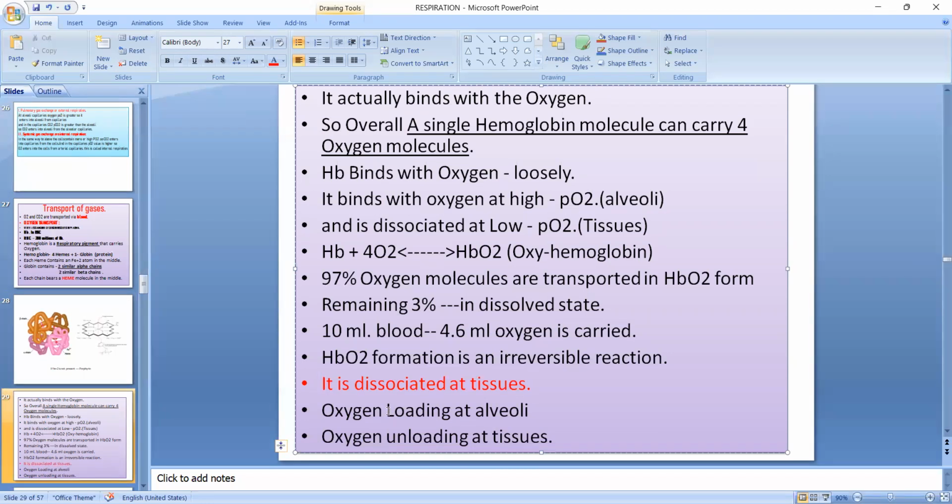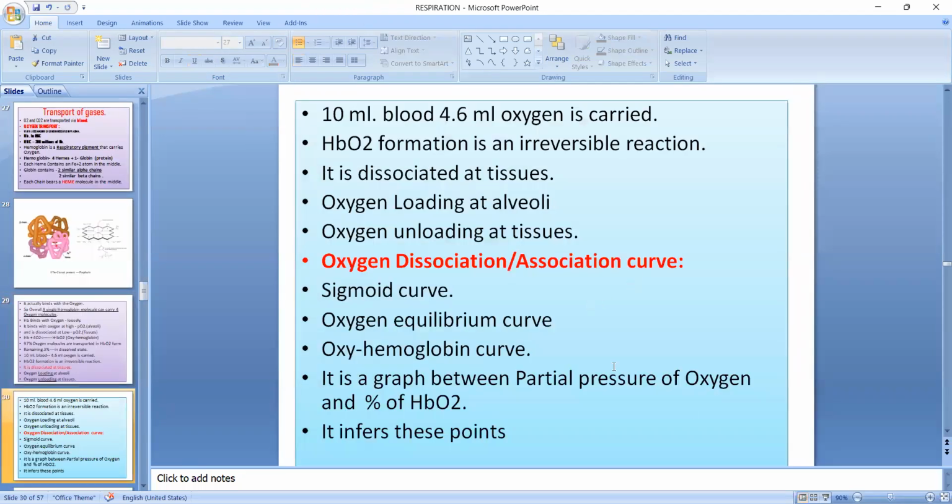Oxygen is said to be loading at the alveoli and unloading at the tissues. That's it. So the next point, we have already discussed it.